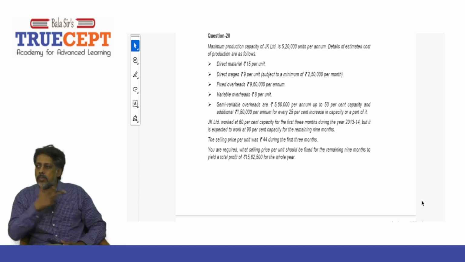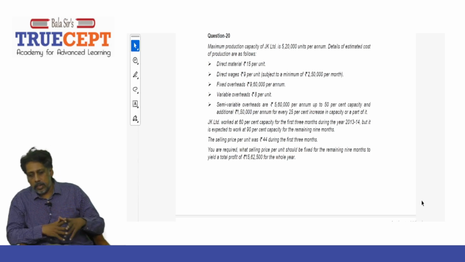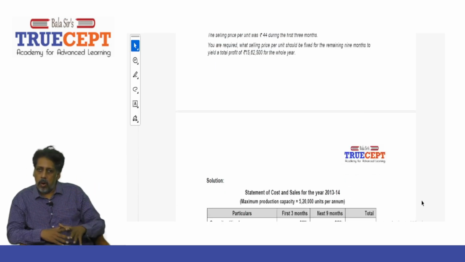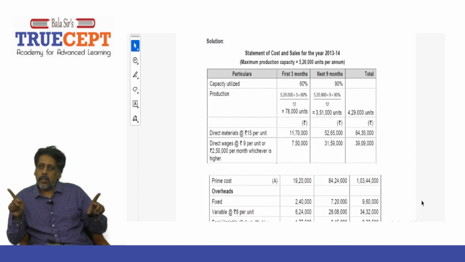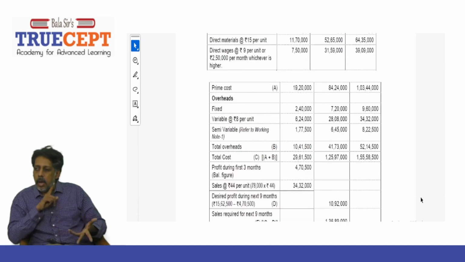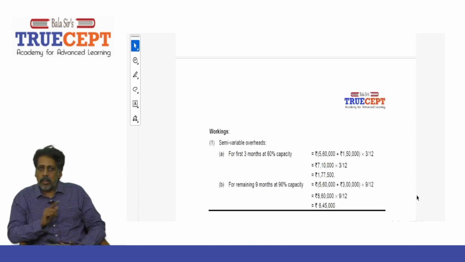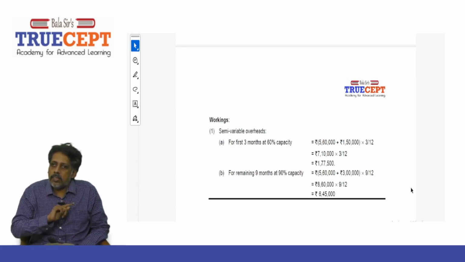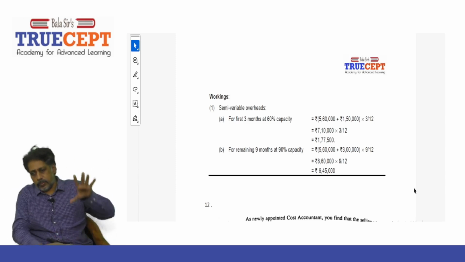So how do you go about this example? Here I'll tell you the trick: how do you tackle direct wages and how do you tackle the semi-variable overheads? Is that clear? Yes, sir. Got it? Here we go. Refer to the working note first. In the working note, let's make a small working note for the semi-variable or step cost, the semi-variable overheads.